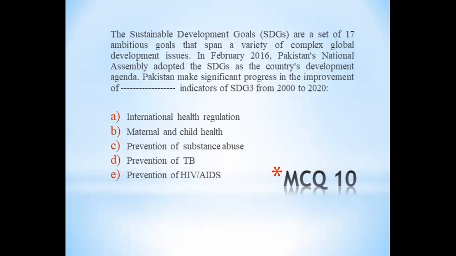B is the correct answer. Pakistan has made significant progress from 2000 to 2020 in maternal and child health improvement. So B is the correct answer, but Pakistan still needs to improve to achieve the 2030 agenda SDG targets. Whereas for international health regulation, prevention of substance abuse, and infectious diseases like TB and HIV or AIDS, Pakistan still needs to work, and there is an increase in incidence.